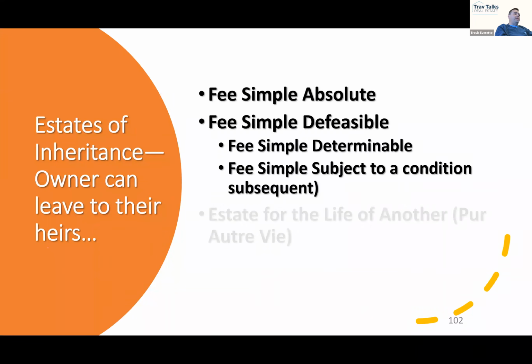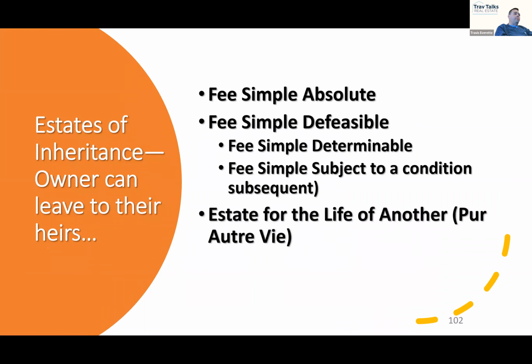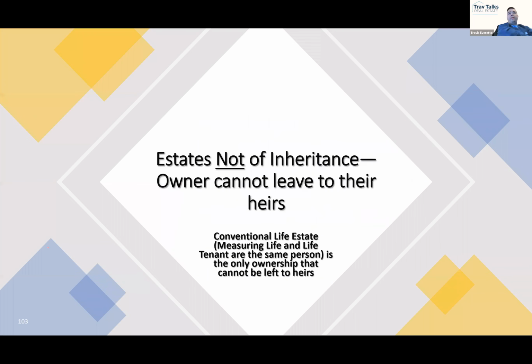The ownership types that can be left as an inheritance is a big long list because it's pretty much all of them. The ownership types that cannot be inherited is one thing. What's the one type of ownership that cannot be left as an inheritance? Conventional life estate. Conventional life estate. That's the only one.